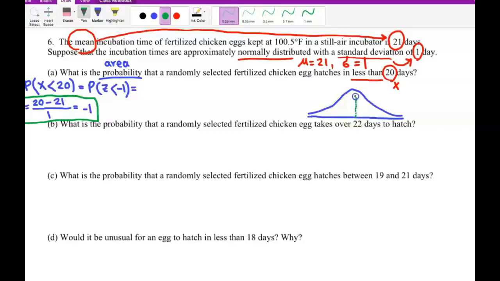Okay, so this point in between is 0, z is 0. Now on the left side of it we have negative numbers, and on the right side positive numbers. And in this case we have -1. So let's put this one here, z = -1. And since we have less than, we should find the area to the left. So less than -1, find the area.